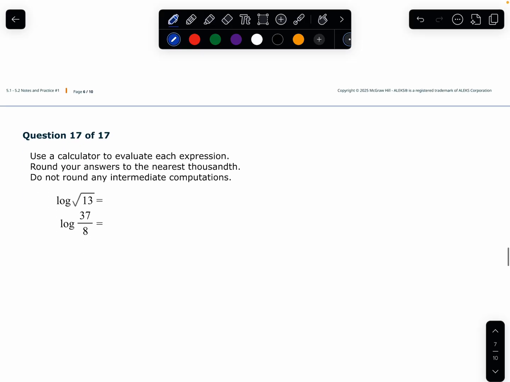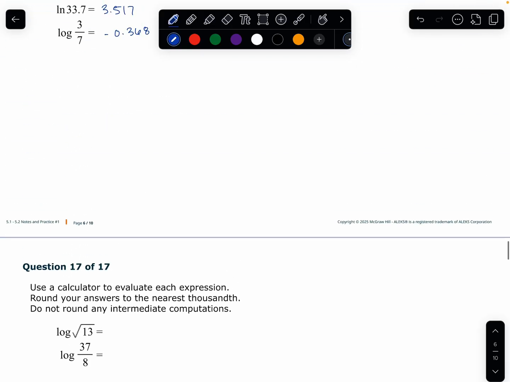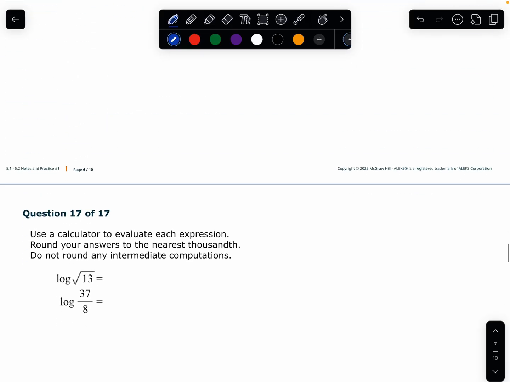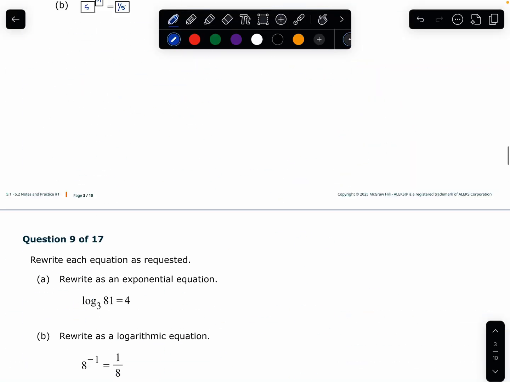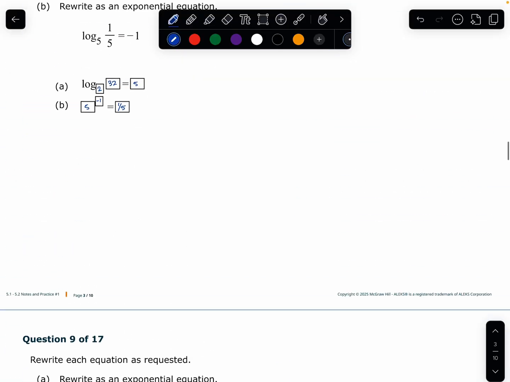Okay, and you can do the same thing for question 17 on your homework, but in any case, I'm probably going to wrap that up and call it good. So, welcome to logarithms.